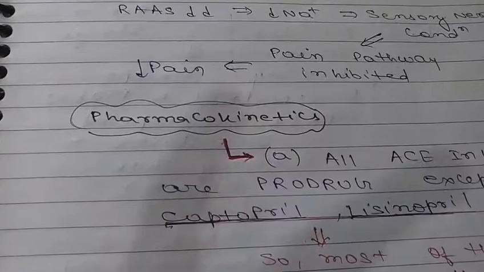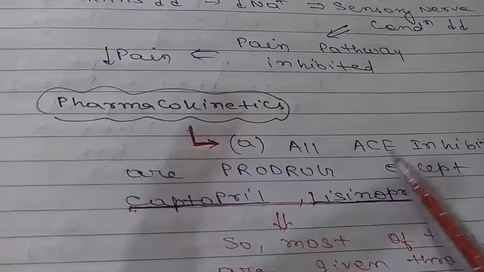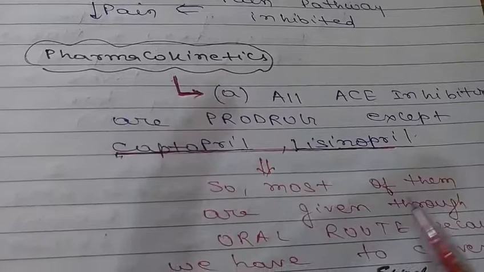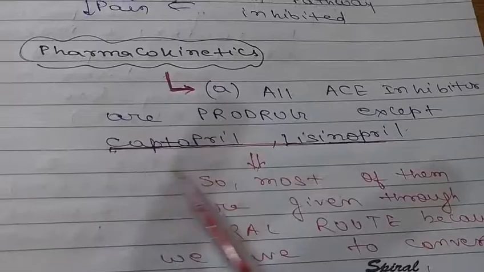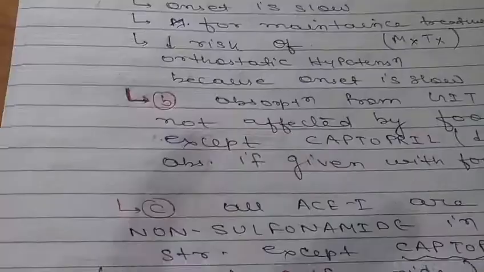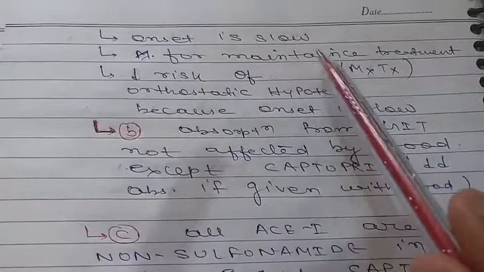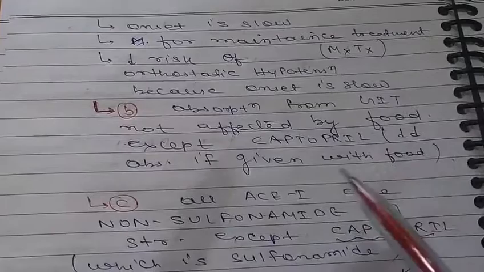Now coming to the pharmacokinetics of the ACE inhibitors. All ACE inhibitors are prodrugs except captopril and lisinopril. Most of them are given through the oral route because we have to convert the prodrug into active drug in the liver. So remember these two exceptions, captopril and lisinopril. Because you are giving through the oral route, onset is slow. So they are used for maintenance treatment. So there is also decreased risk of orthostatic hypotension because onset is slow.